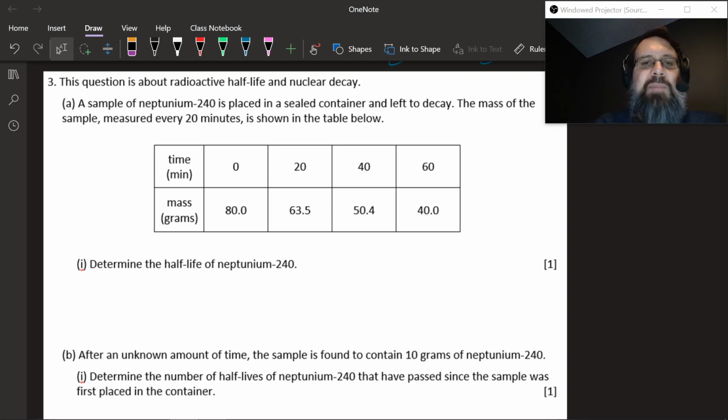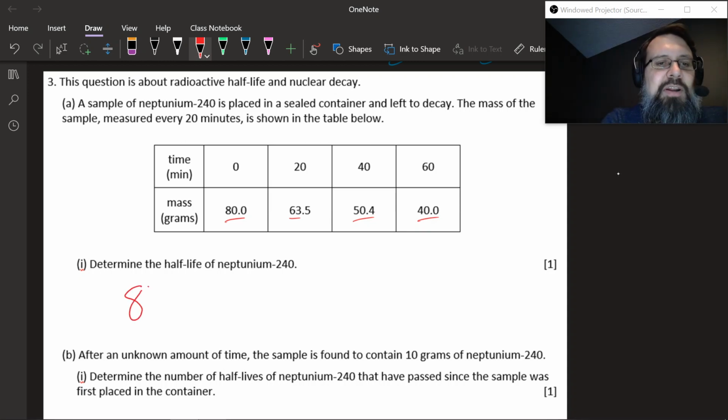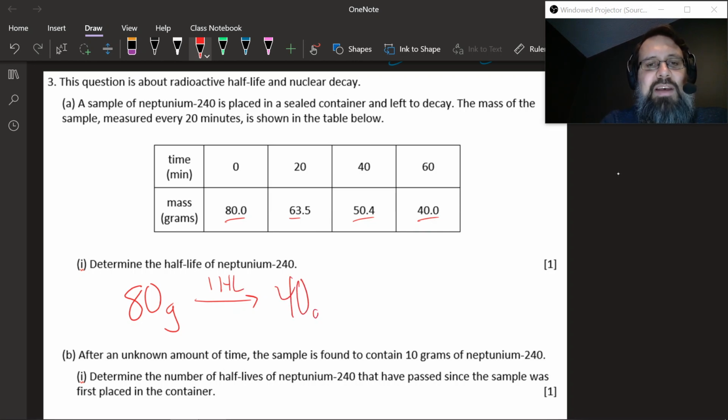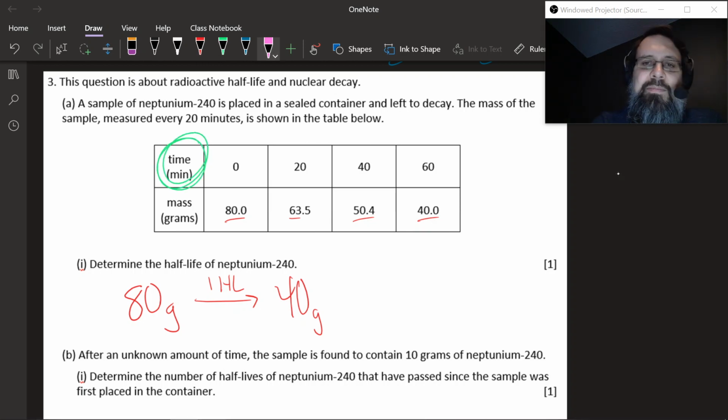After 20 minutes, we have 63.5 grams, starting at 80. Then we measure again and have 50.4, and we measure again and have 40. It says determine the half-life of Neptunium-240. Starting from 80 grams, if a half-life passes, how much should we have left? We should have 40 grams left, because half of it will decay. At what time did we have 40 grams left? It was 60 minutes. So the half-life is 60 minutes.